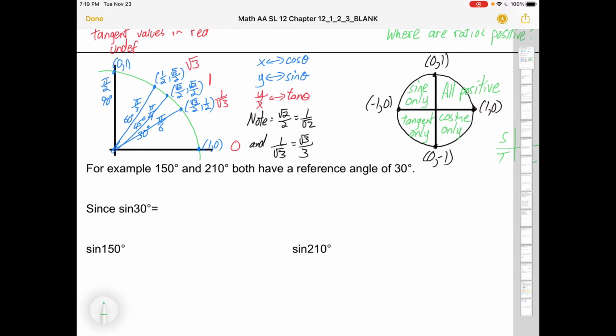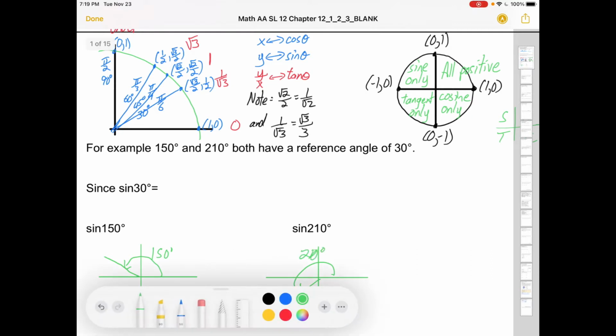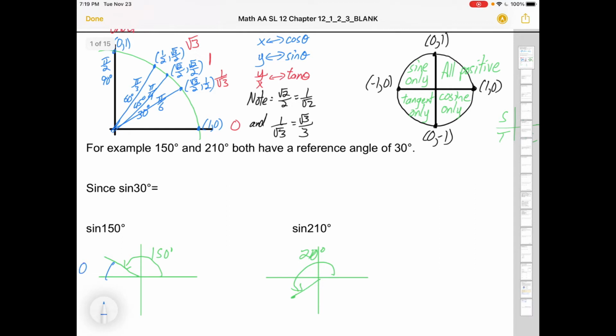So if I thought about sine of 150, let's draw this down here, and I'll come back and get the rest of this question in a sec. 150 looks like this, in standard position. And if I thought about 210, 210 looks like this in standard position. But both of these angles have a reference angle of 30, or sort of a buddy angle. That's the angle that they make with the x-axis. So they're both going to have something to do with whatever's going on at 30 on this unit quarter circle.